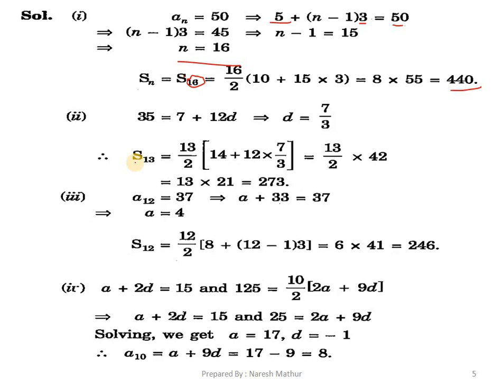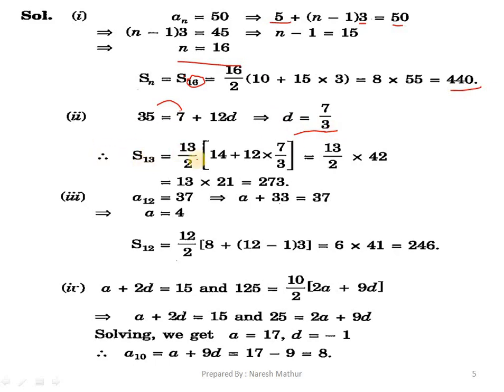So we are given an and we are given a, so we can find the value of d, because a13 means what? n is already given as 13 here, right? So it's understood. So an equals to a plus n minus 1 d. 13 minus 1 is 12. Now get the value of d. So 35 minus 7 is 28 and d will be 28 by 12. So after simplification we'll get d equals to 7 by 3.